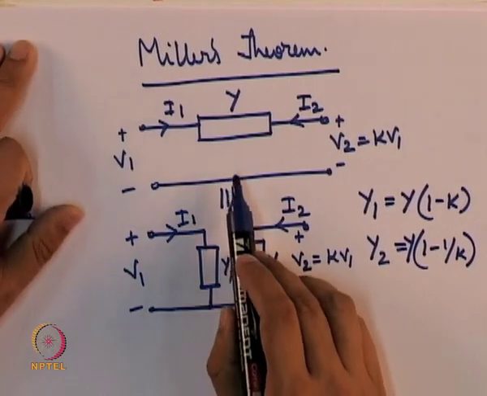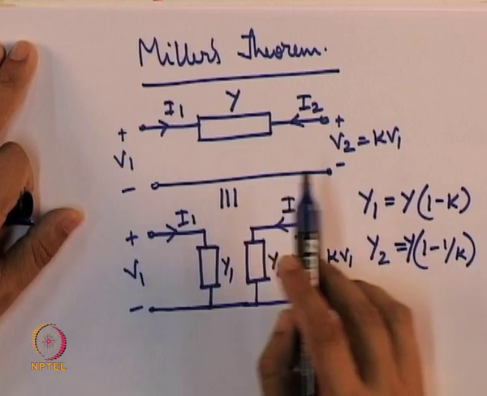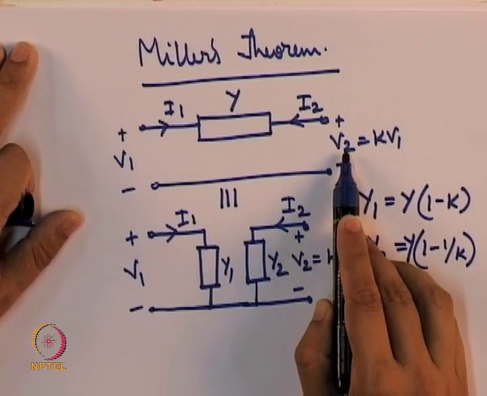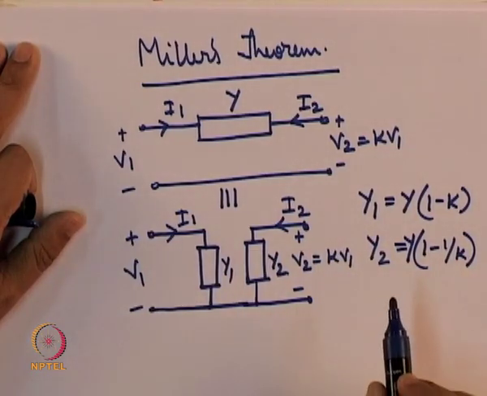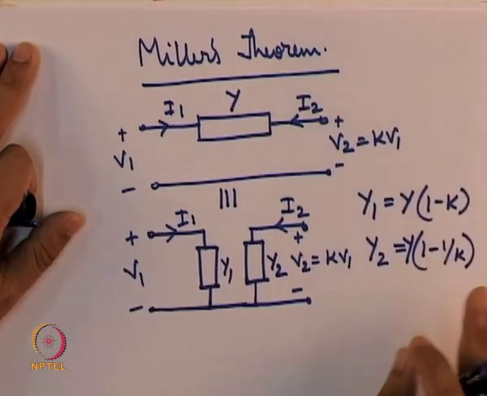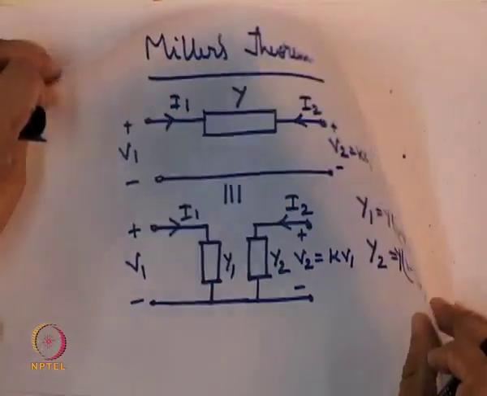So, we are given a circuit like this, a series element having admittance y, and output voltage V2, which is k times the value of the input voltage V1. Then that circuit can be reduced to this. The proof is fairly simple. The proof is somewhat like this.